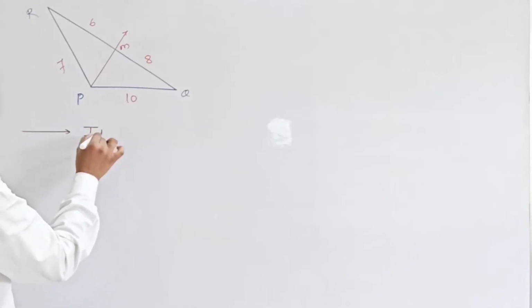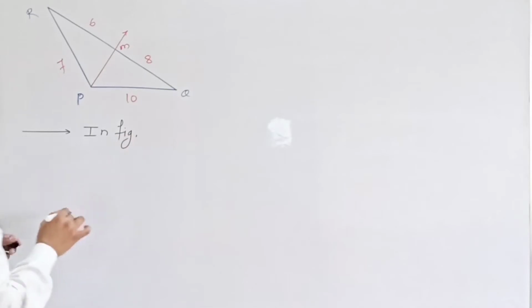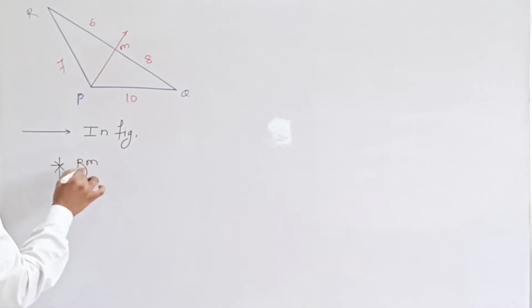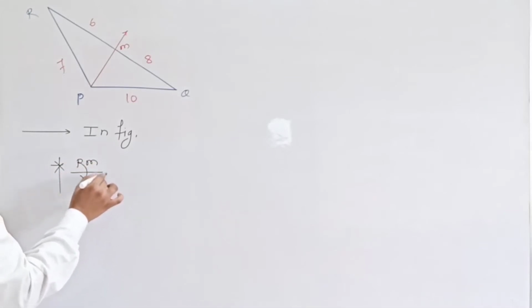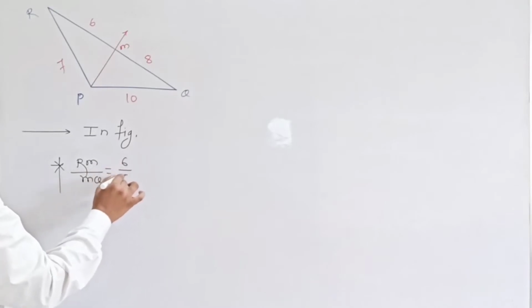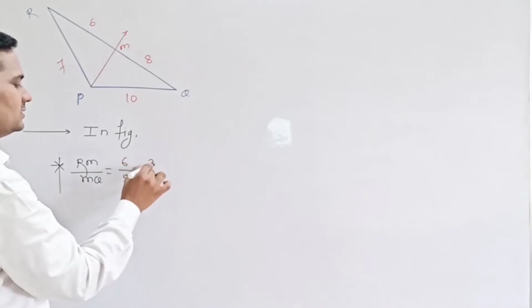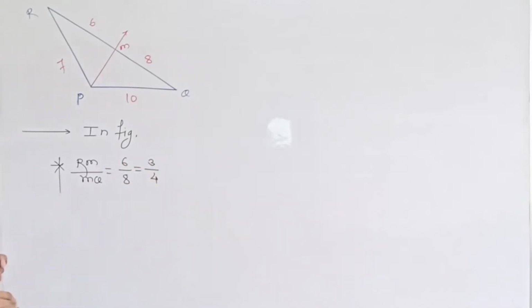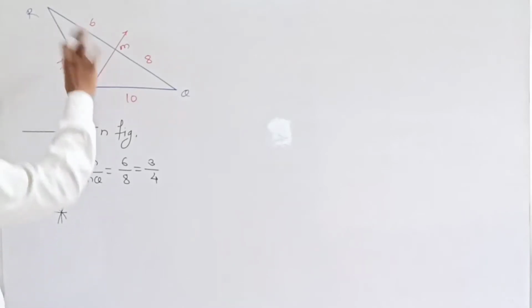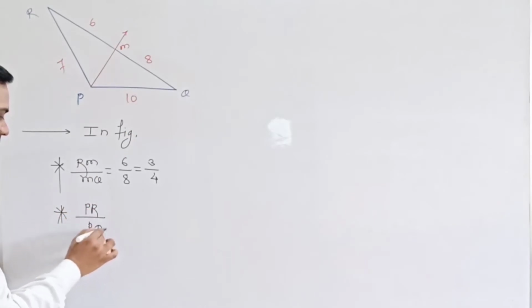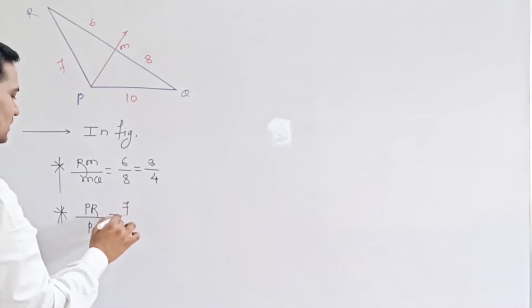So again in the figure, what is there in the figure? With the star we will write here that RM upon MQ is equal to 6 upon 8. Let's simplify this. 2 3s are 6 and 2 4s are 8. That means the first ratio is 3 upon 4. So let's check the ratio of the remaining two sides. Which are the remaining two sides? PR upon PQ is equal to 7 upon 10.